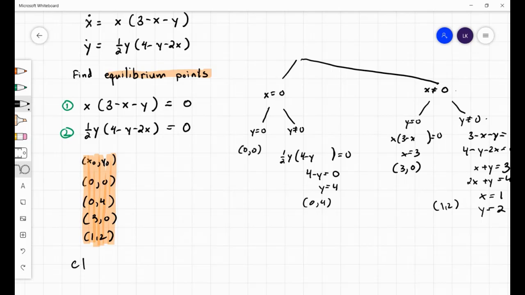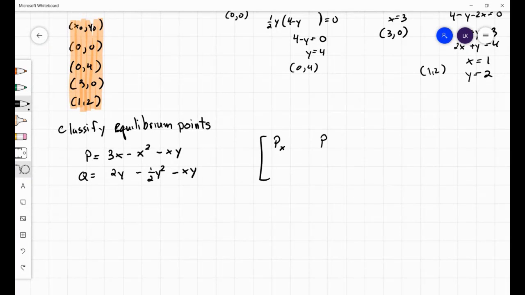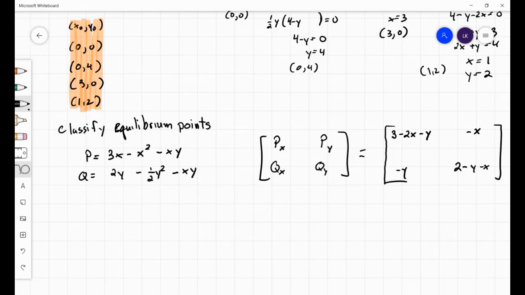Let's classify what kind of equilibrium points these are, and let's interpret it in terms of populations for the two species. I slightly rearranged the right-hand sides of our system, and now we need to find the matrix. It consists of the derivatives of p with respect to x and y and q with respect to x and y. We're going to take this matrix and evaluate it at each of the 4 equilibrium points.